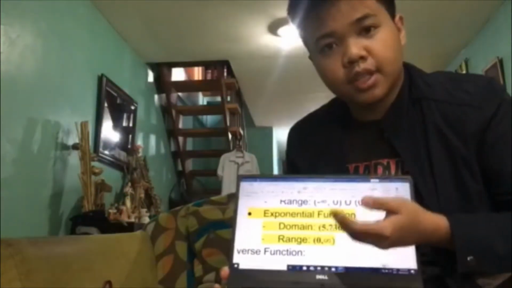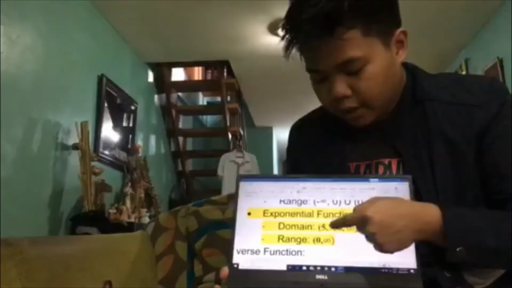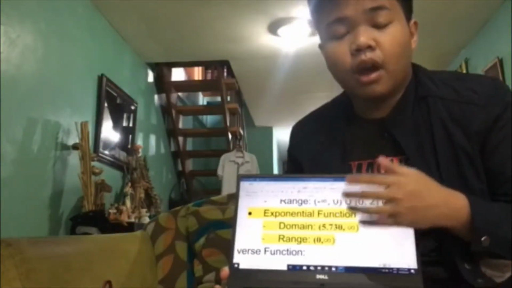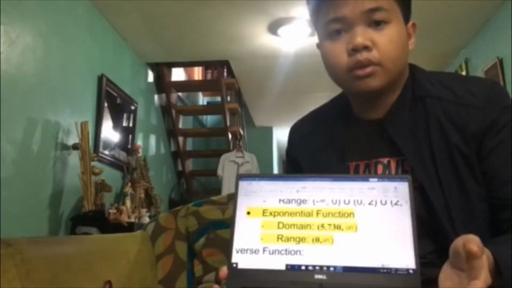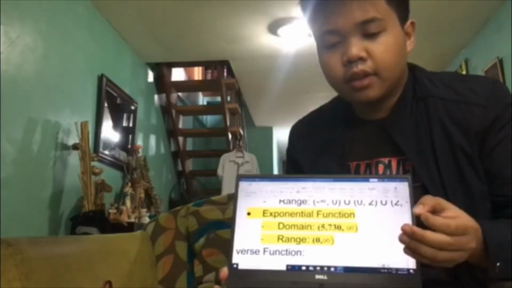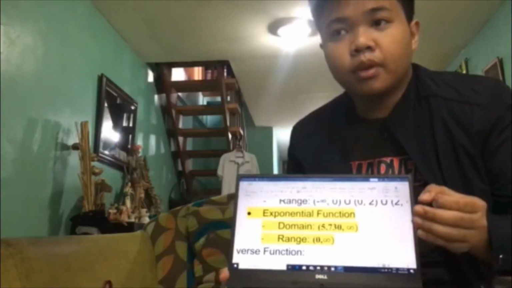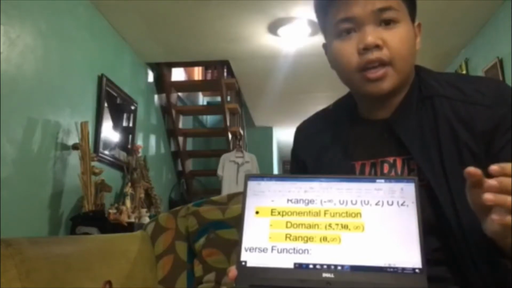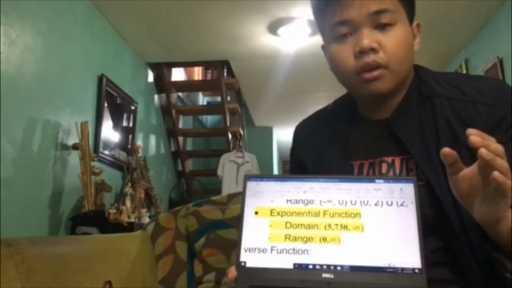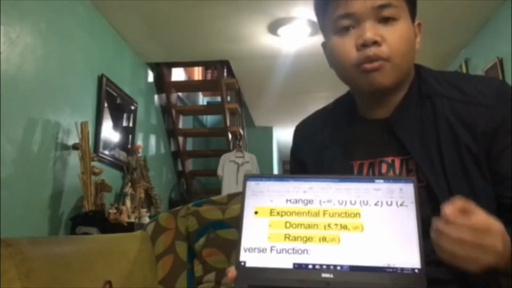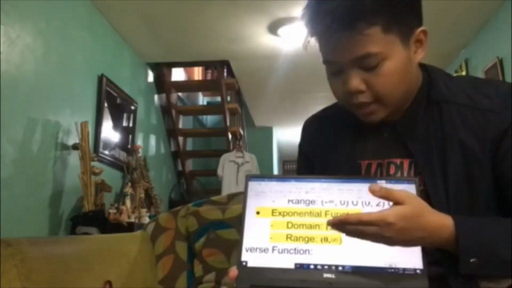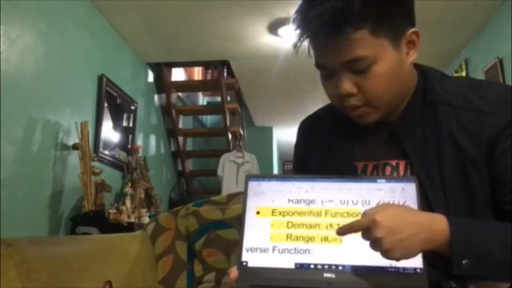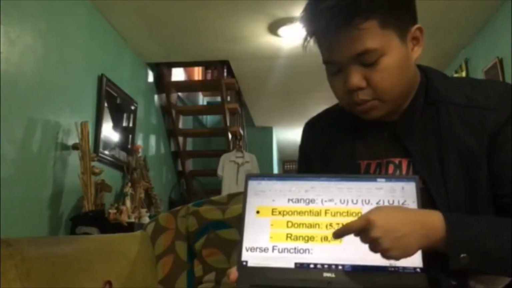So why is it 5,730? 5,730 indicates the half-life, and carbon-14 is not stable, so we cannot calculate the age of a carbon-14 particle if it is less than 5,730. And the range is 0 to positive infinity.